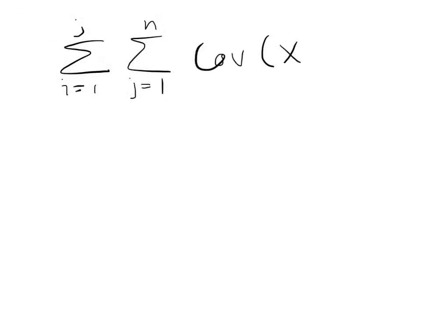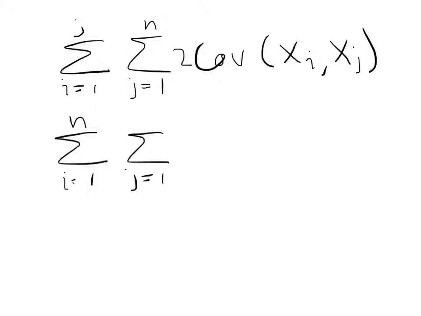It ends up being the summation of i starting at 1 going up to j. Look at that. It's not going up to n. And then j starts at 1 and it goes up to n. And then we're doing cov xi with xj. And we're doing 2 of every one of those. This is the same as saying i equals 1 to n, j equals 1 to n, cov xi, xj.